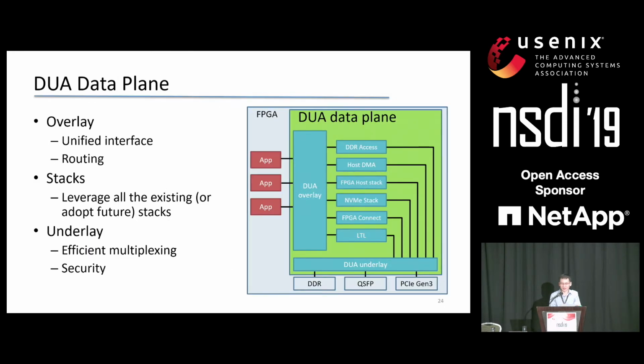The DUA data plane consists of 3 parts. The overlay connects all applications and stacks with a unified interface and provides routing among all connected endpoints. This design also solves the stack multiplexing problem. DUA leverages all existing stacks or can adopt new future stacks, and the DUA underlay solves the physical interface multiplexing and provides security check.